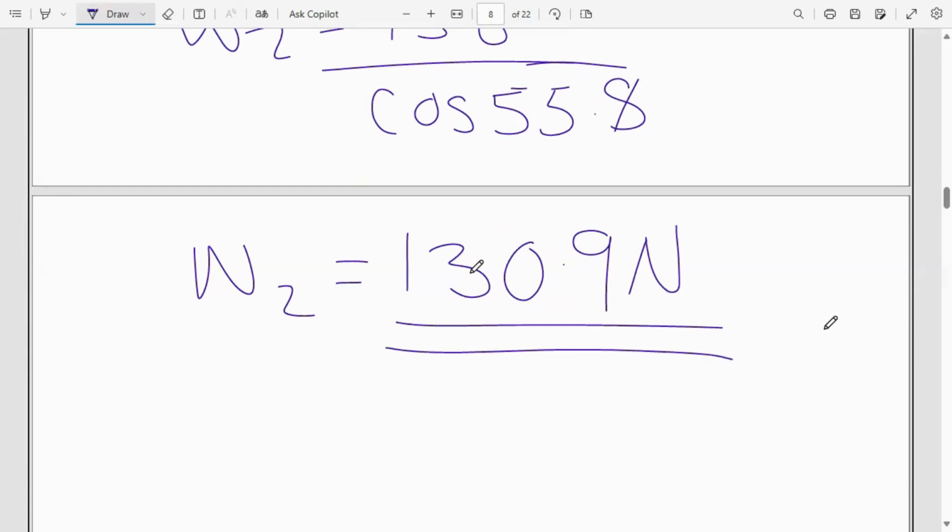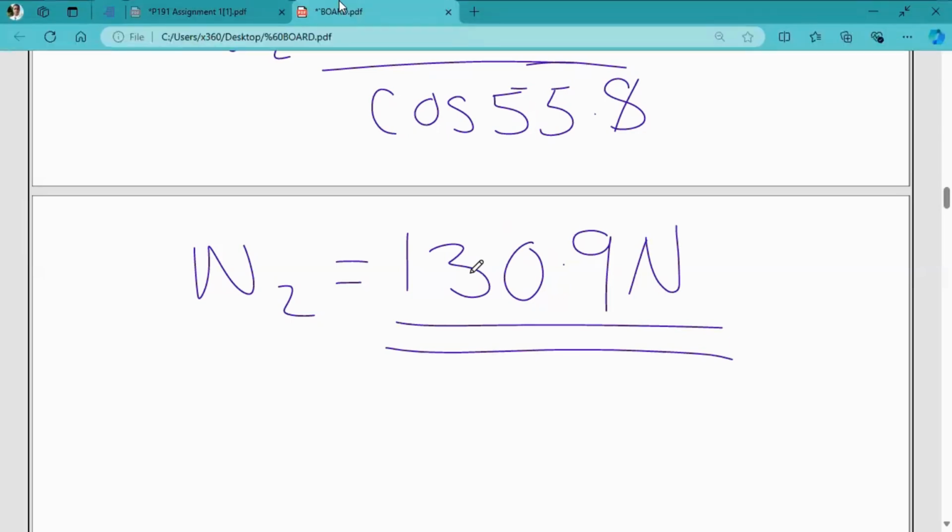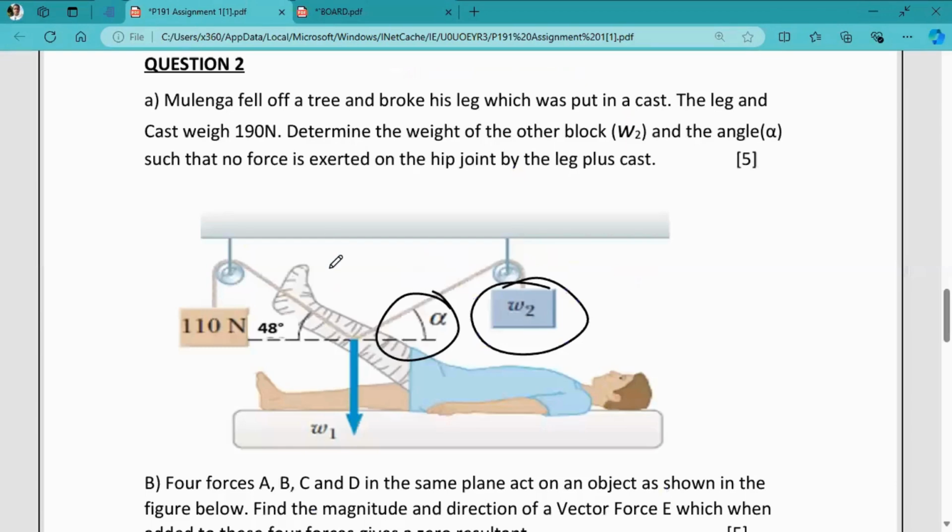Okay, so that is all about question 2. We can move on to the next question. I mean question 2A rather. We can move on to the next question.